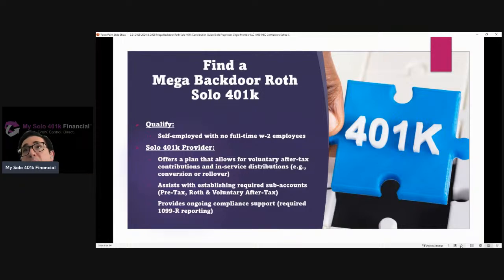For example, when you make a mega backdoor Roth contribution, that's going to need to be reported ultimately on a 1099-R. It's a two-step process we'll learn, because you first deposit money into an after-tax account before the funds are moved to a Roth account. So that second step, the move from the after-tax to the Roth, that's reportable on a 1099-R. And we handle that 1099-R as an optional free service. In other words, no additional charge for our customers. So that's another important service you want to look for in a mega backdoor Roth solo 401k provider.